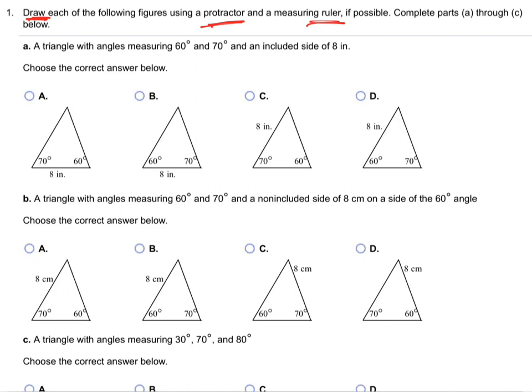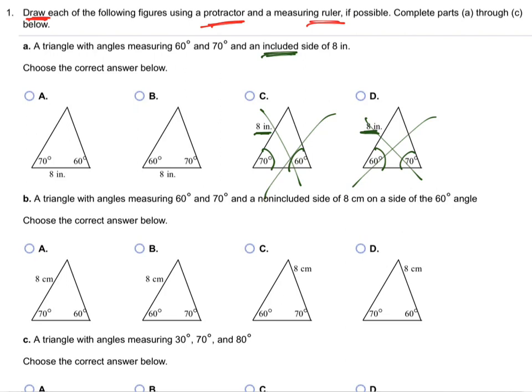Well, right off the bat, do you see that we can eliminate C and D? Those are not it. Why not? Because they have the 60 and the 70 and a side that's not between them. They said included, so the side must be between the angles. And same thing here, 60, 70, and that other side is not between them. So C and D are not it. Let's just get rid of them right away. In C and D, the side is not between the angles like it's supposed to be.